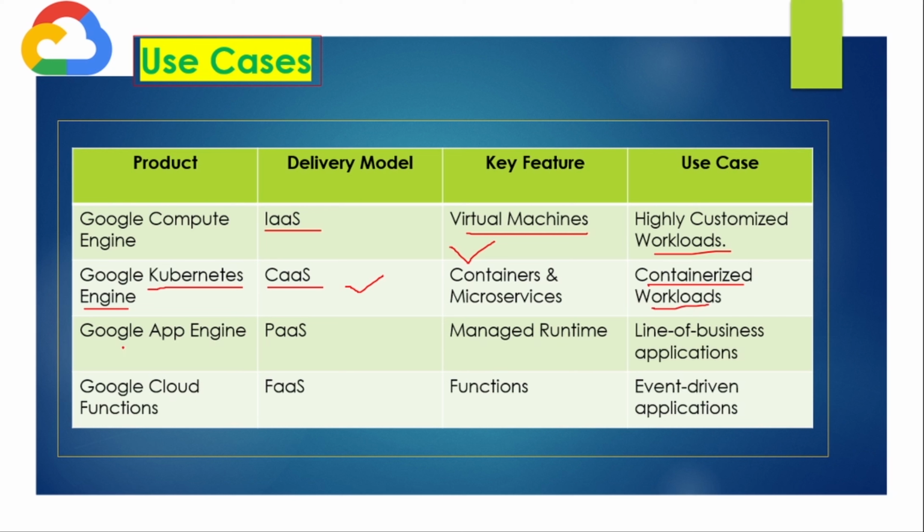The next is Google App Engine, and it's a platform as a service, and it's managed at the runtime. And what kind of application can you deploy? If you have a war file, a Java war file, you can deploy that on App Engine. And the last is Cloud Functions, that is functions as a service. The key feature is the functions, and event-driven applications can be deployed on it. The code snippets that are triggered based on the event can be deployed on Cloud Functions, right?